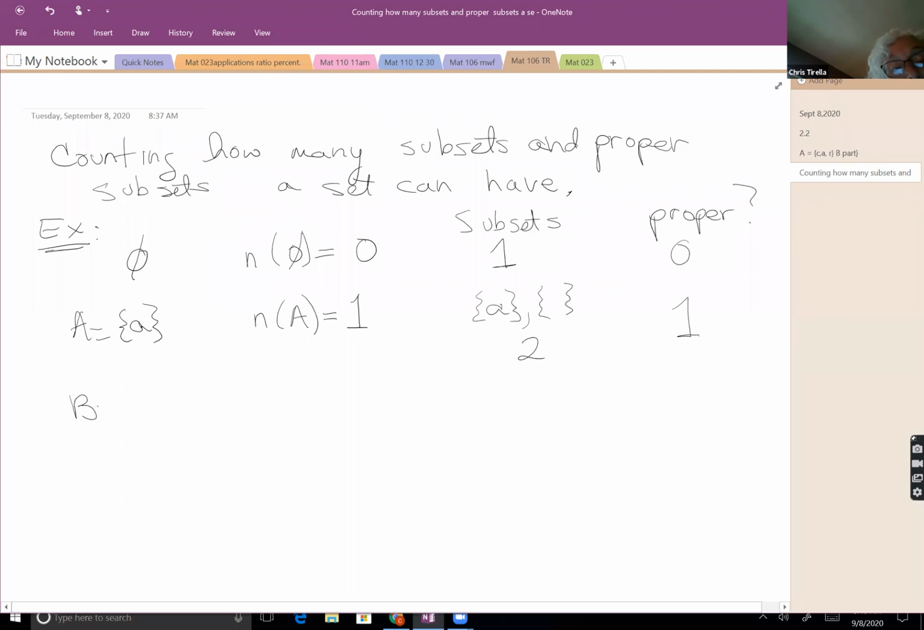Let's look at another set. For lack of originality, I'm going to call it B. And this time I want to put in the letters A and B.